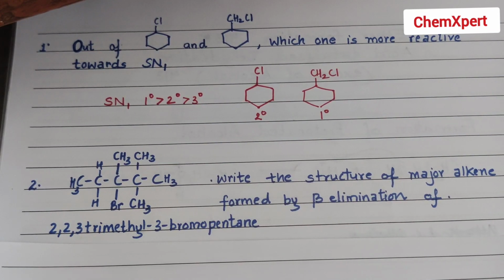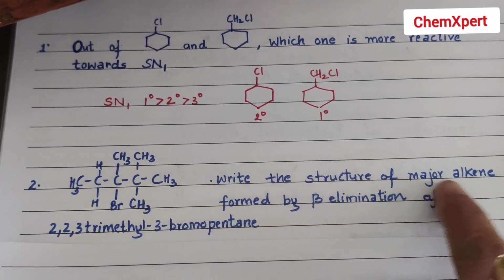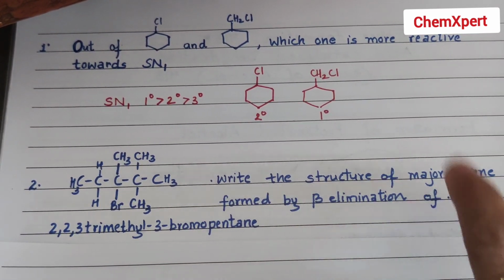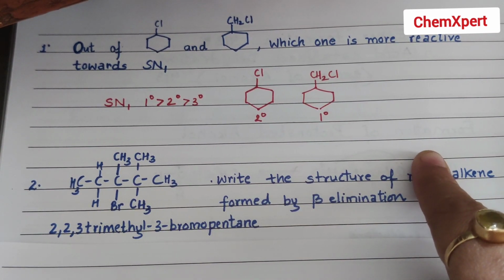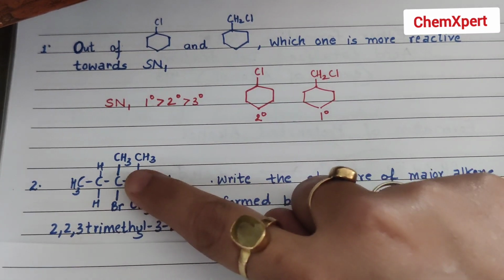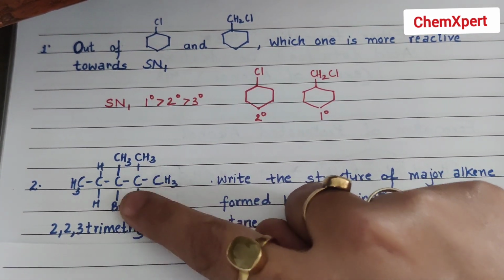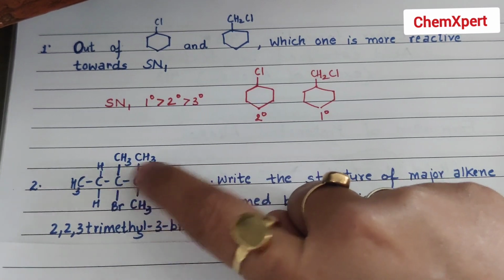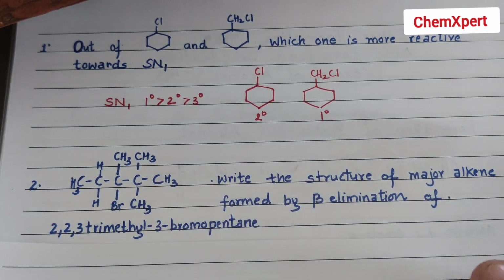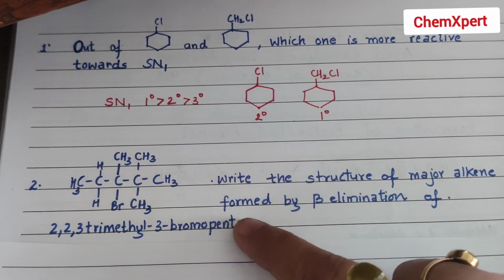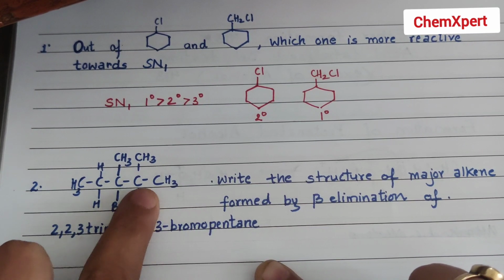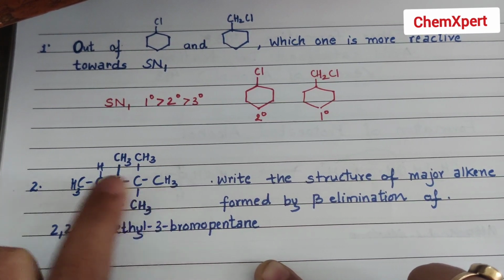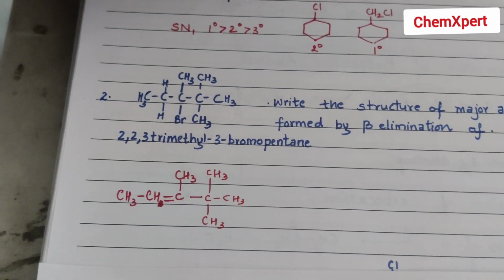Now the next question involves the Saytzeff rule, or we can say the beta elimination reaction. Write the structure of the major alkene formed by the beta elimination reaction. What do we mean by beta elimination? The carbon attached to the haloalkane carbon is the alpha carbon, so the carbon attached to this is a beta carbon, and there will be elimination of HBr. The probability of removal of this H is greater because at this carbon there will be no H here, hence the product will be like this.